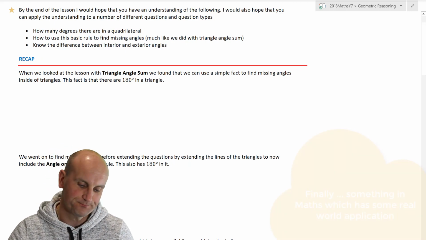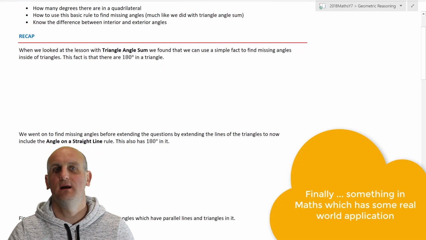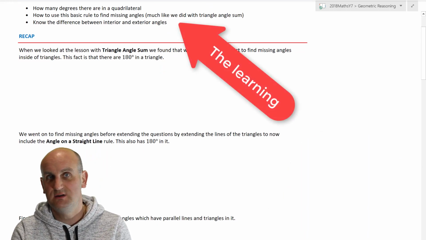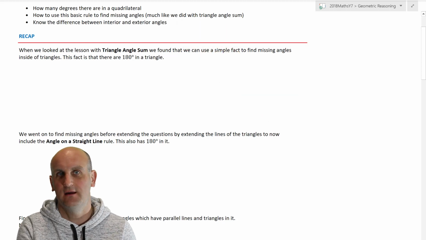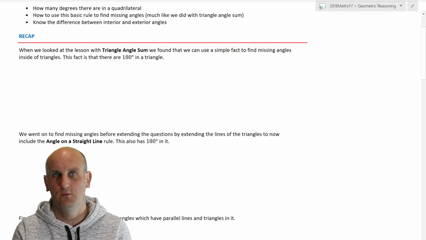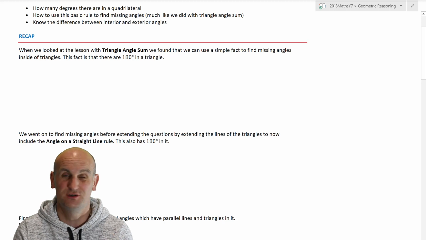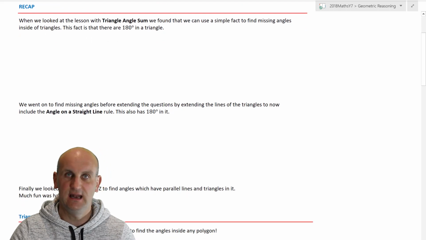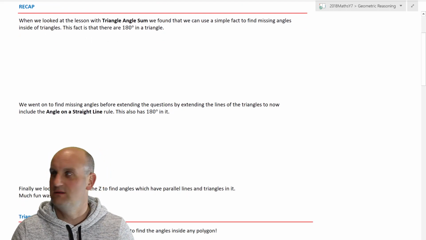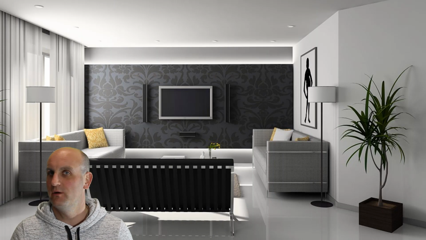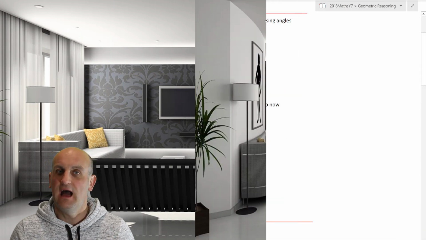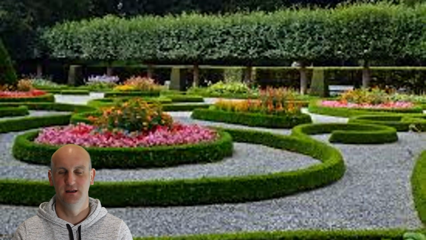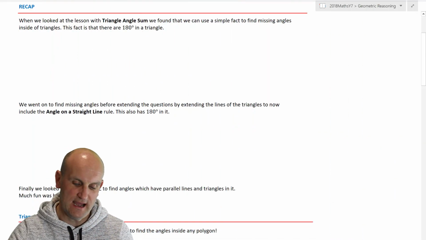It's just great. Now, as I normally do, I'm going to tell you that in this lesson we're going to deal with how many angles there are in a quadrilateral, or how many degrees there are in a quadrilateral. We're going to use this basic rule to help us find missing angles in quadrilaterals. It's just brilliant because we don't have to use that torture device, the protractor, anymore. And we'll learn the difference between an interior and an exterior angle. Interior probably means inside, and exterior means outside.